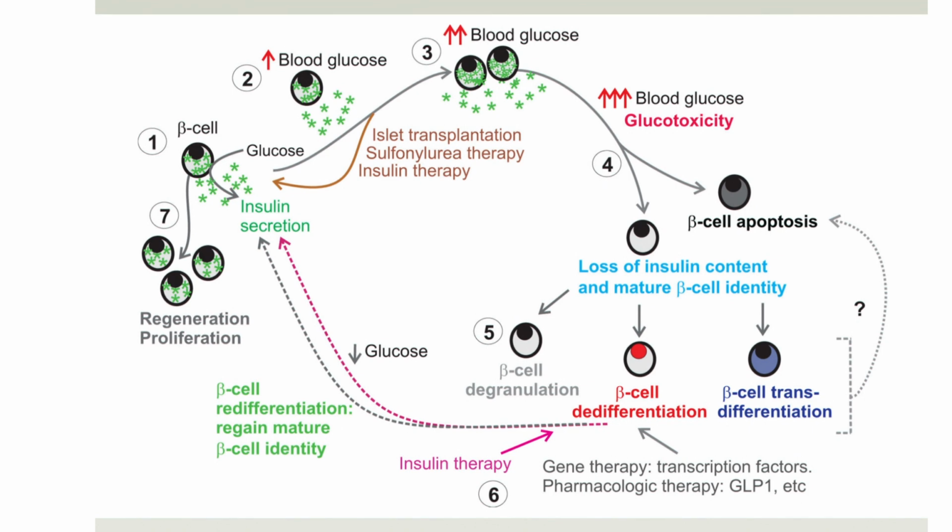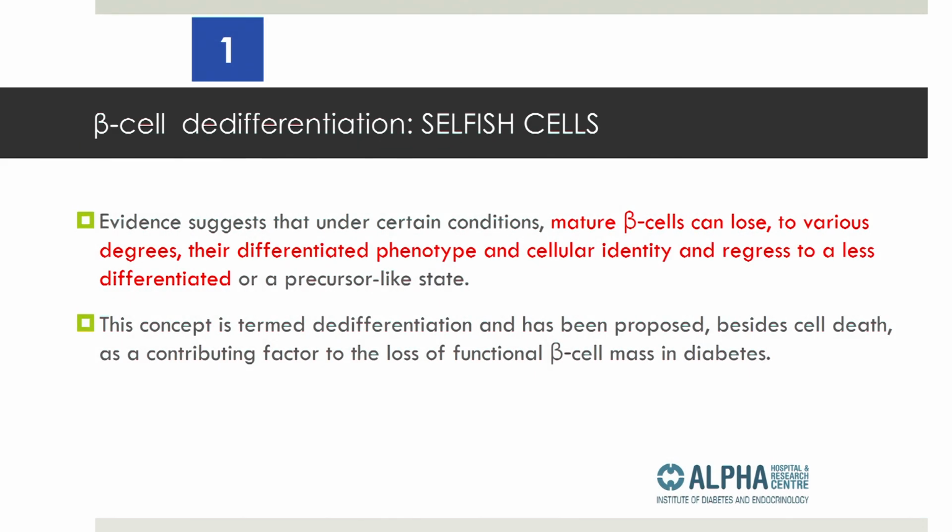Now having said this, what exactly is beta cell dedifferentiation? We have seen what beta cell differentiation is before. Beta cell dedifferentiation is nothing but your mature beta cells losing, to various degrees, their differentiated phenotype. Once they lose their differentiated phenotype, they lose their cellular identity and regress to a less differentiated or precursor-like state. This concept of dedifferentiation has been proposed apart from cell death, which contributes to the loss of functional beta cell mass, while your beta cell mass is still persisting.